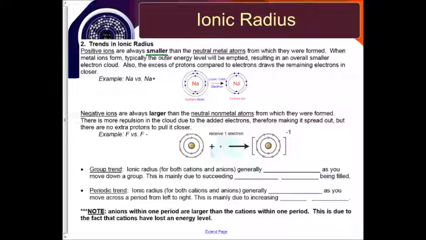So the group trend, ionic radius will increase as you move down a group. This is mainly due to the succeeding energy levels again. And for the periodic trend going across, it will generally decrease as you move across the period, and this is mainly due to the increasing ionization energy.